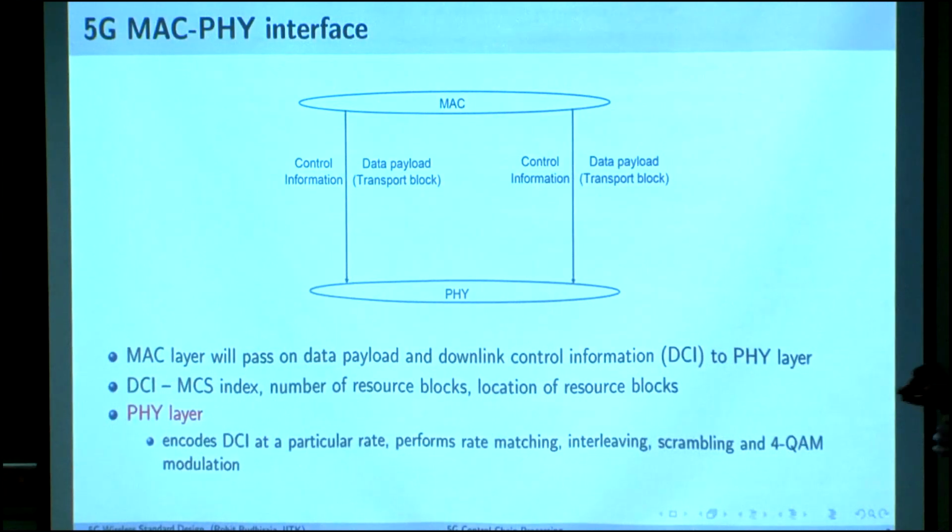Another key thing here is that the control information size is of the order of a few tens of bits, whereas this can run into thousands of bits or lakhs of bits. So that also changes the design philosophy of this control chain. It encodes DCI at a particular rate, and performs rate matching, interleaving, scrambling, and 4-QAM modulation. Another key difference here is that there is no adaptive modulation. The control chain only uses 4-QAM because it has to be robust to noise. 4-QAM is the most robust modulation scheme to noise; it can work at a lower SNR.